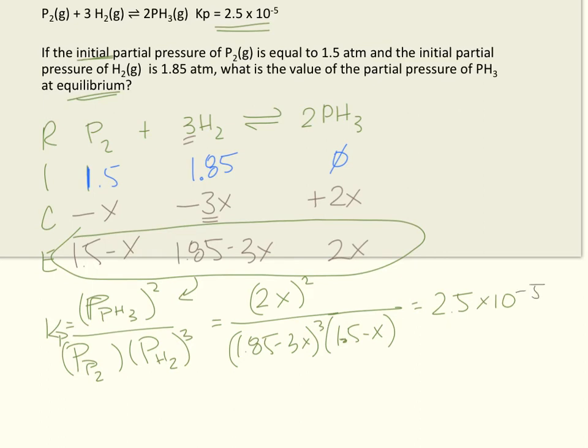All right, so since my K is very small here, and these numbers right here are quite big, then I'm going to make these negligible and cancel them out so I don't end up with some crazy equation to solve. And I'm going to have to take 1.85 cubed. So that gives me 6.33. I'm going to rewrite all this stuff right here. So I've got 4x squared over 6.33 times 1.5 is equal to 2.5 times 10 to the negative fifth.